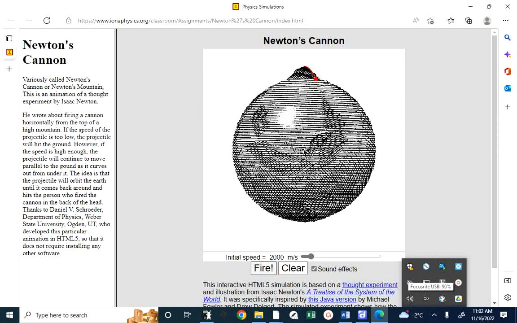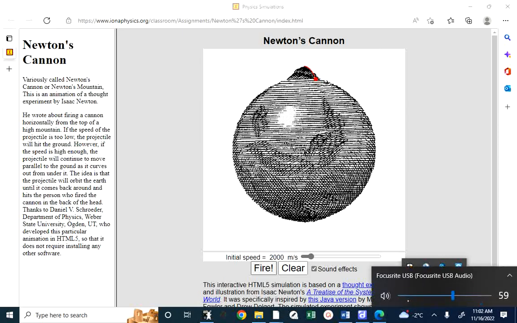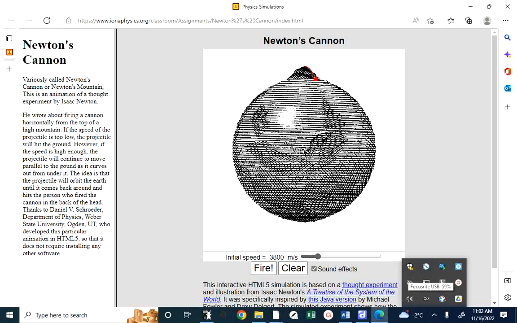Normally there's a little blink when it hits the ground, but for some reason it's not coming through. If I were to increase the speed to, say, 4 or 3.8 kilometers per second and fire it, it hits the ground further away from the mountain. And you can see that it's following a parabolic path. It's a curve.